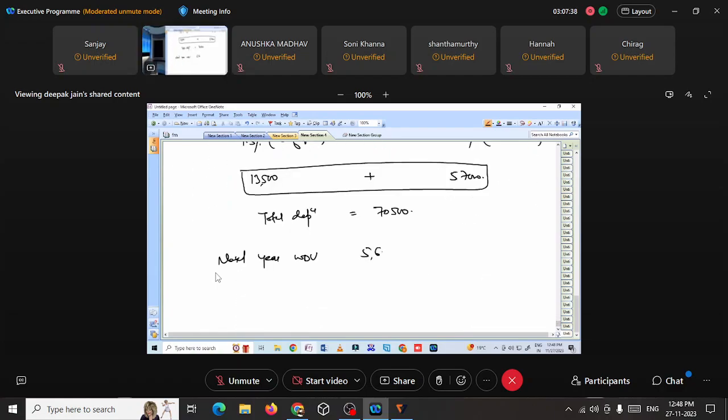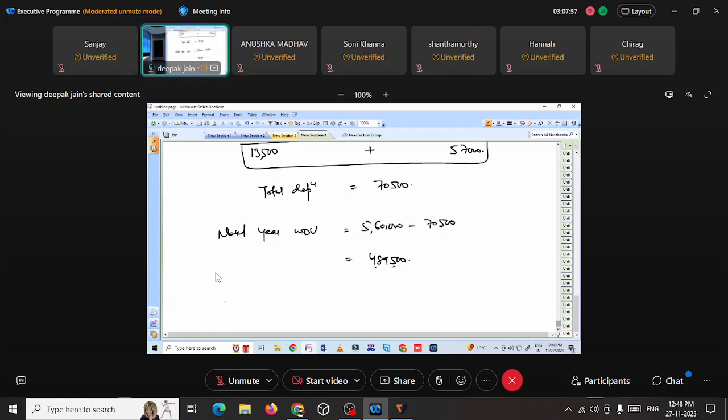560 minus 70.5 is 4,89,500. What about capital gain or loss? Nil. Why nil? Because the sale price does not exceed the value of the block.